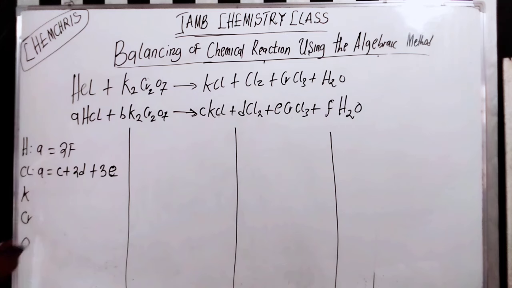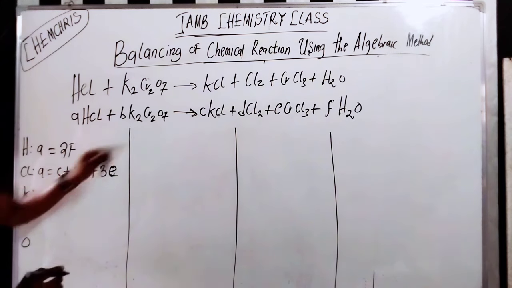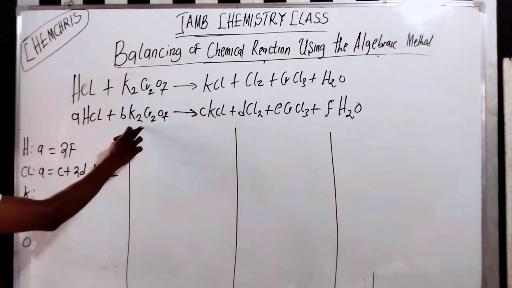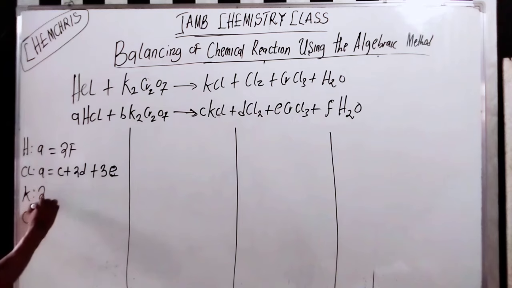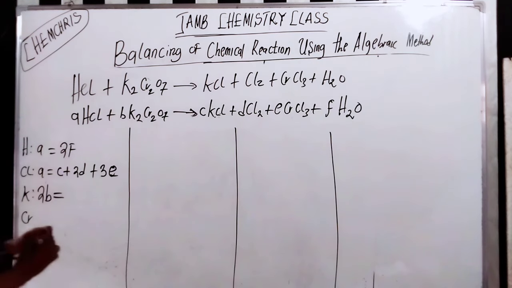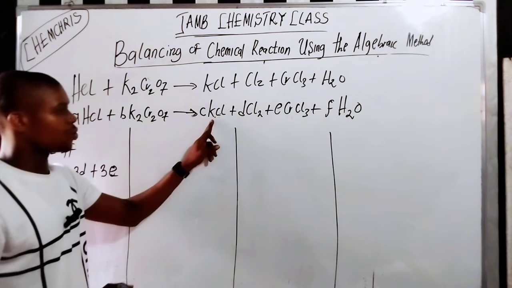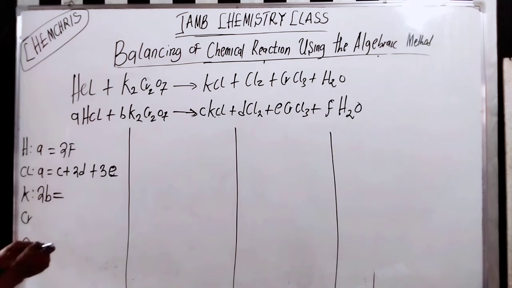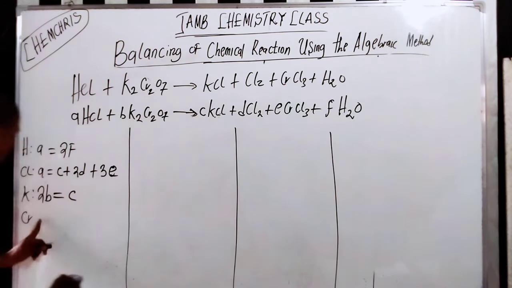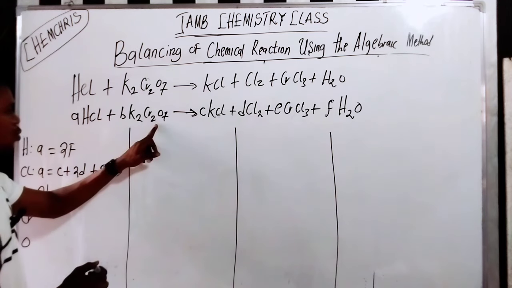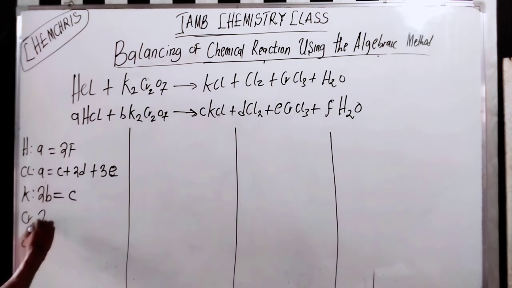Potassium, here we have 2 atoms, right? So 2 times B, 2B equals 2. Right? Here we have potassium here. How many do you have here? 1. So it's going to be C. Can you see that? Because 1 times C is C. Now chromium here we have 2. 2 times B is 2B. Can you see that? 2B. Right?